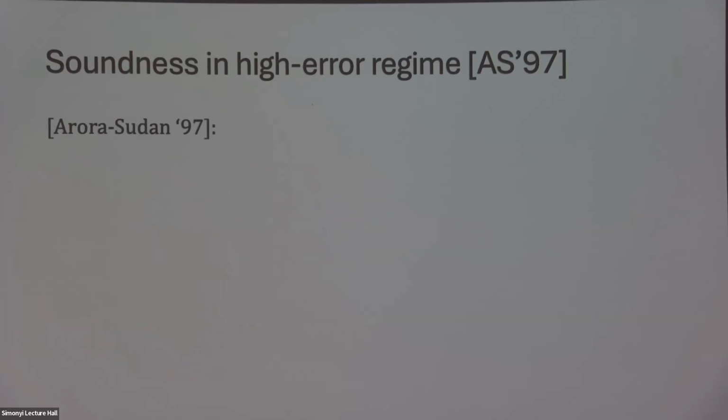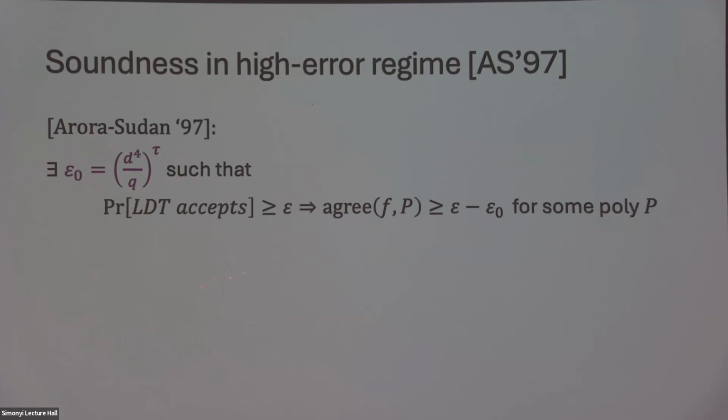Arora and Sudan show there's some epsilon naught, we'll come to this number, which is some ratio of this form, such that if the test accepts with some probability more than epsilon, this epsilon could be anything, then in fact there is a low degree polynomial with which the function agrees with probability at least epsilon minus epsilon naught. The agreement is just one minus distance. Therefore, if you accept with some non-trivial probability, then you actually do agree with an honest to God polynomial with reasonable probability, but for this extra epsilon naught shave. So as long as epsilon is larger than this quantity, you do get some.